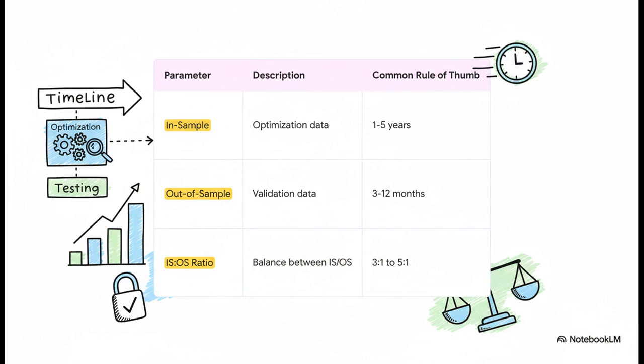Now, this is super important. Getting your window sizes right is critical. Your in-sample period, your study time, needs to be long enough to capture a full market cycle. Your out-of-sample period, your exam, needs to be long enough for a good test, but not so long that the market has completely changed. A really common ratio to start with is somewhere between 3-to-1 and 5-to-1. So, for example, 24 months of studying for every 6-month exam.